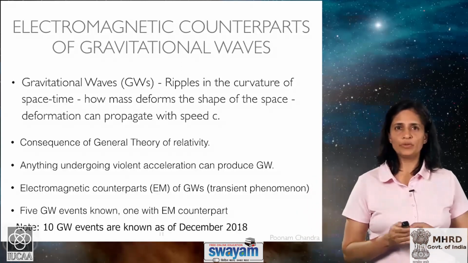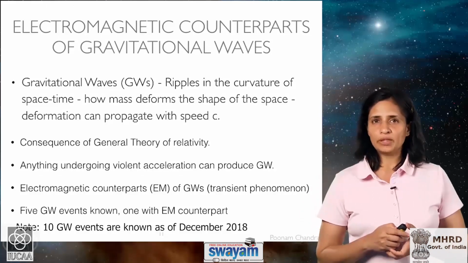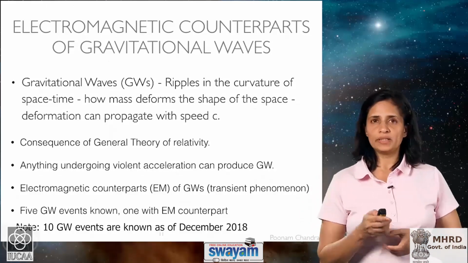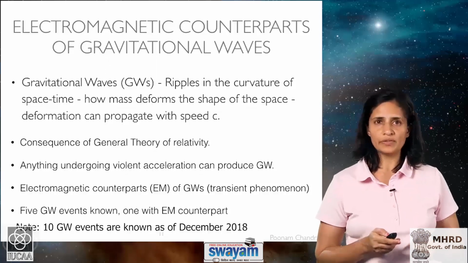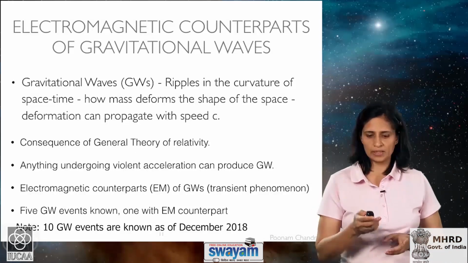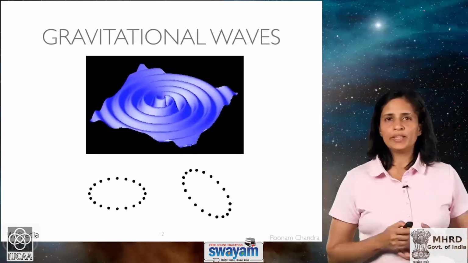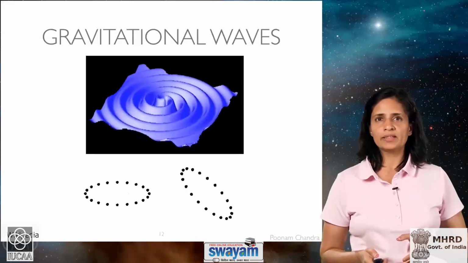Okay, and so far only 5 gravitational wave events are known. Only one has the electromagnetic counterpart. Again, I will describe the physics of these gravitational waves, electromagnetic or photons or light from these gravitational waves in a while. Okay, here I am showing you a very exaggerated diagram of a gravitational wave.